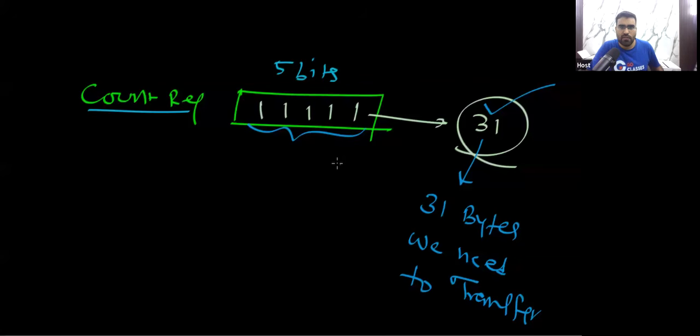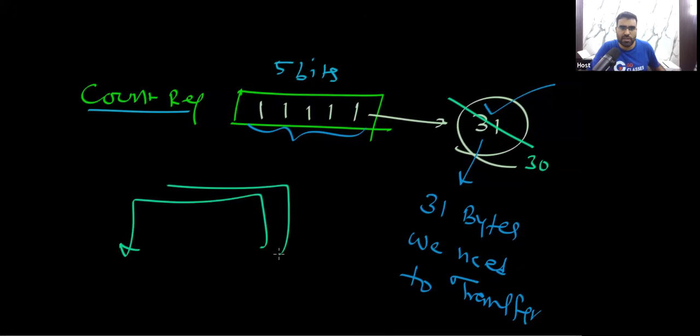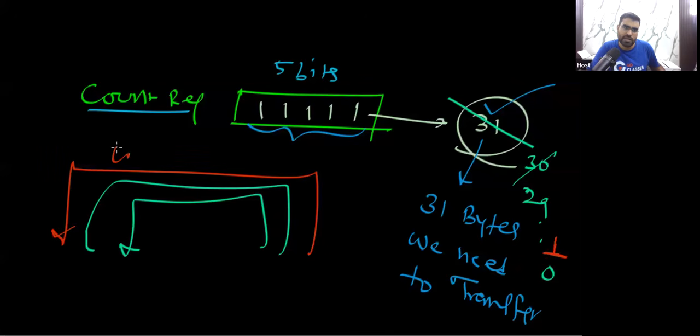Now, let me tell you what happens when you transfer a byte. This will decrement. When you transfer another byte, this will decrement again. Like this. And when it becomes zero, what does it mean? For example, when it is one, it means one byte we still need to transfer. When you transfer the last byte, this count register content will become zero. Zero means there is no byte left to transfer. Yes or no? So in this situation, the data transfer is over. The data transfer is complete.